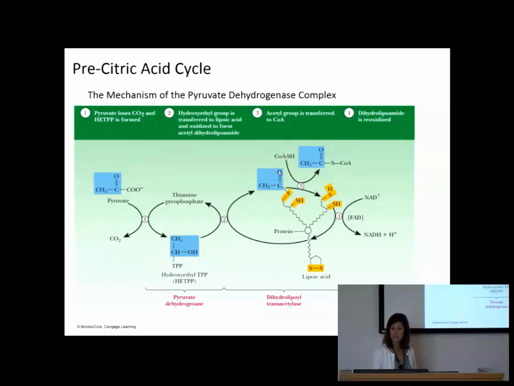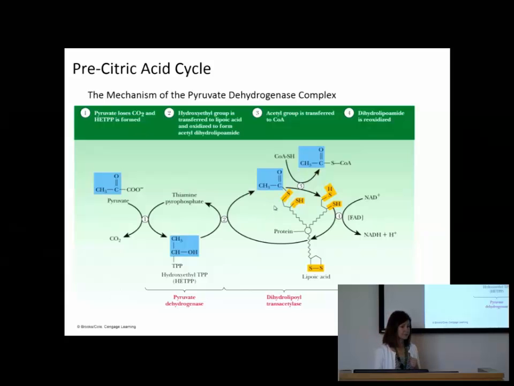gets reduced. So what I want you to remember so far from this is that we lose a carbon dioxide, we go on to TPP as an alcohol. So pyruvate is losing a carbon dioxide, it's going on to TPP as an alcohol. Then it goes on to lipoic acid as a carbonyl, as a thioester, really, because the lipoic acid is going to get reduced and our group is going to be oxidized. Do you want me to say all that again?